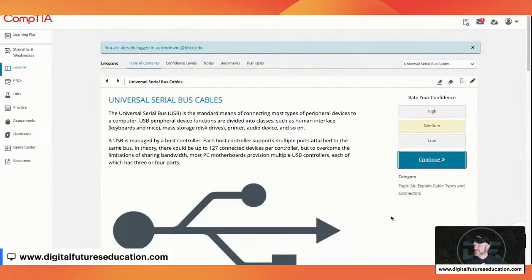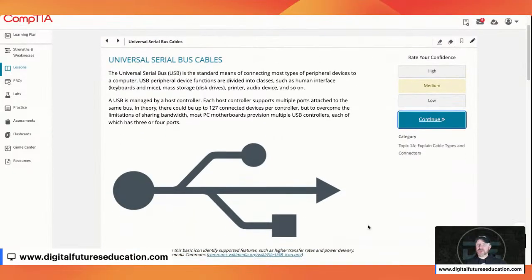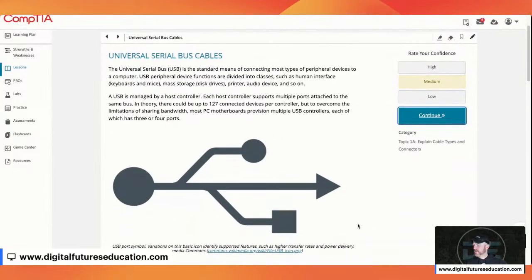USB, Universal Serial Bus cables. The Universal Serial Bus is the standard means of connecting most types of peripheral devices to the computer. USB peripheral device functions are divided into classes such as human interface, keyboard and mice, mass storage, disk drives, printer, audio device, and so on.